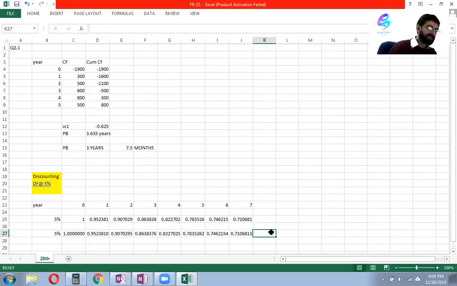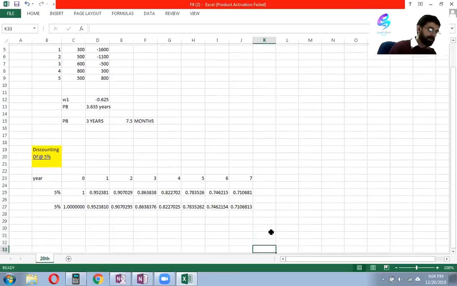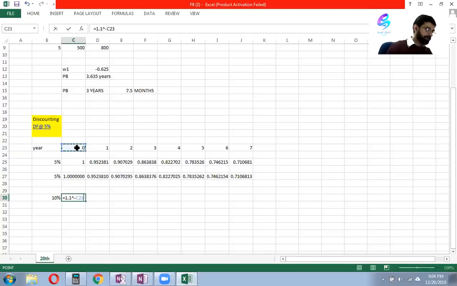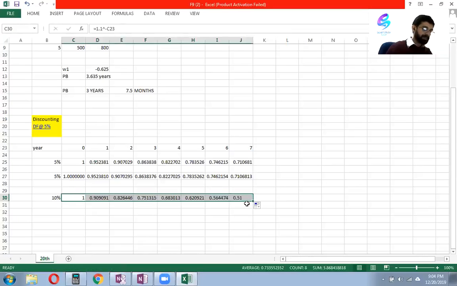You're not going to get any extra marks for rounding, right? So this is how you do it. I'll do it once again. Let's say this time I'll do it for 10%, right? So it is equal to 1 plus 10%, or 1.10, raised to the power minus 0, and then you apply it on the rest of the cells simply, right?